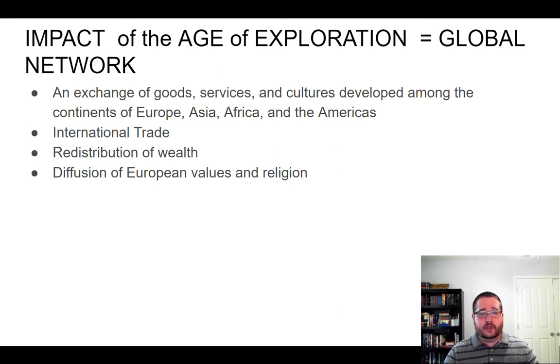And you've got the diffusion of European values and religion onto different continents all over the world, where Europeans are going in and forcing their culture, values, religion, for better or for worse, onto the native populations for whatever that region was. And I'm not just talking about the Americas. We're talking Africa and East Asia, India, the South Pacific, etc.